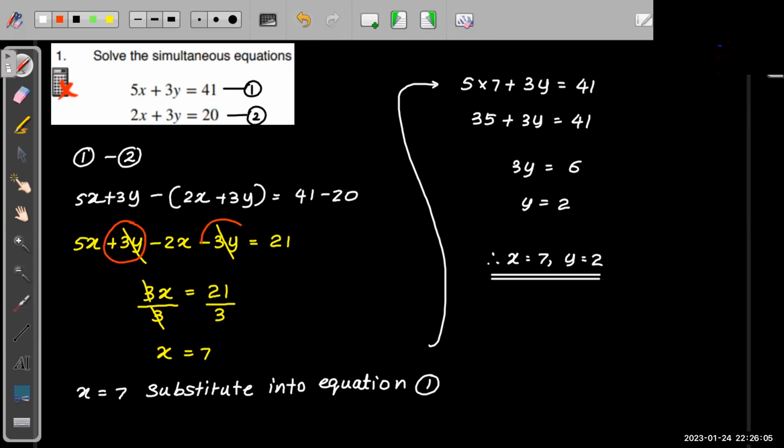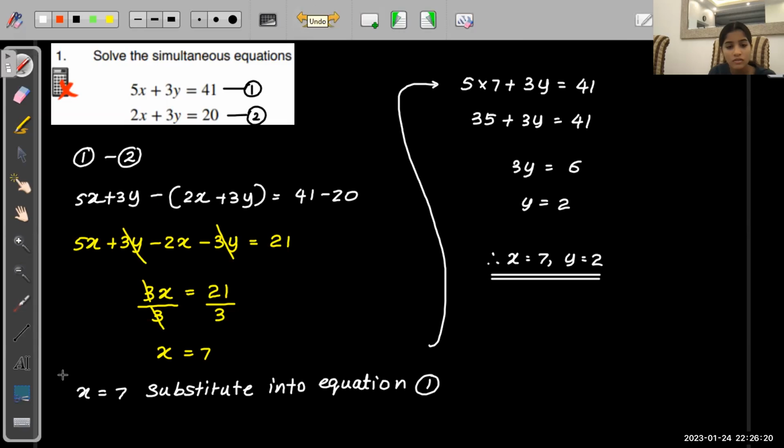Then plus 3y minus 3y will be simplified together. 5x minus 2x, which I'm getting 3x. Here I'm getting 21. So I divide it by 3, I got x equals 7. Is that clear to you up to there?